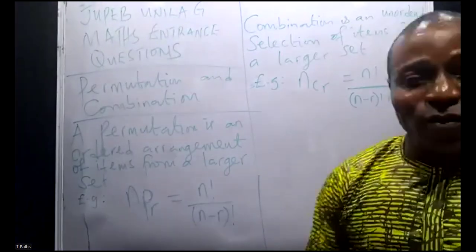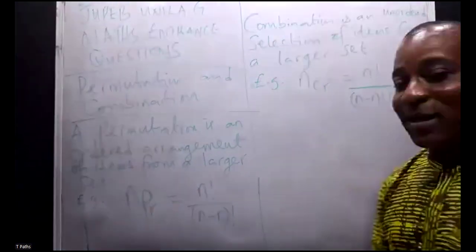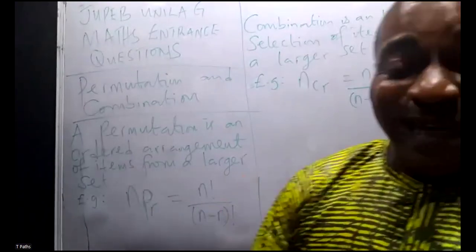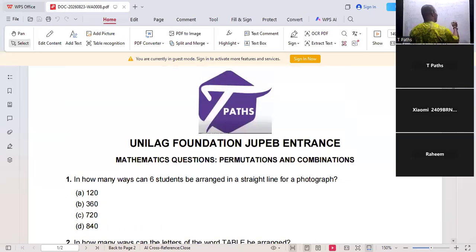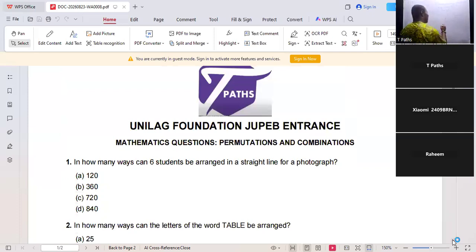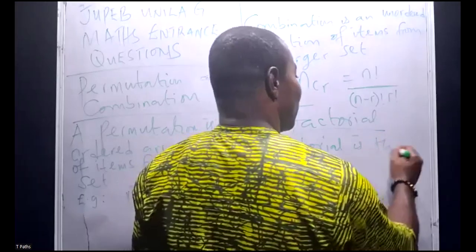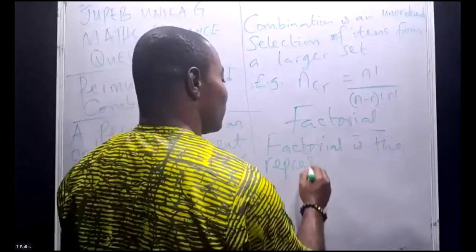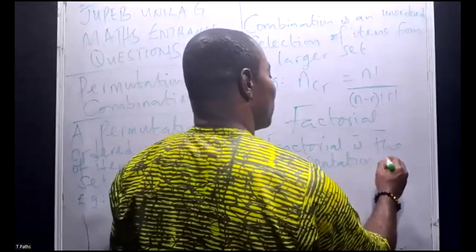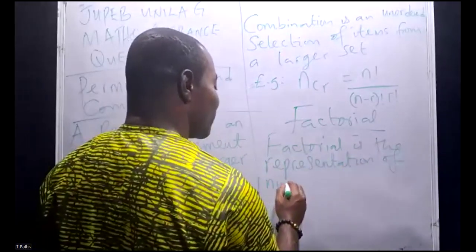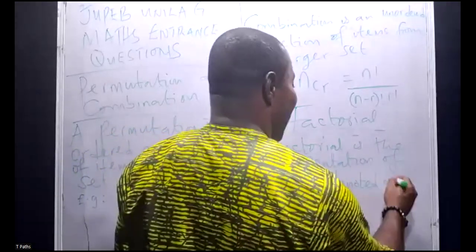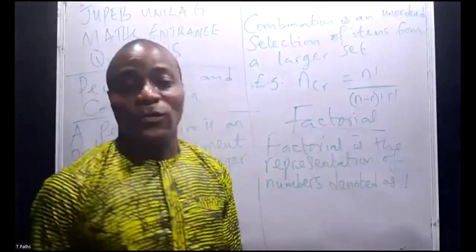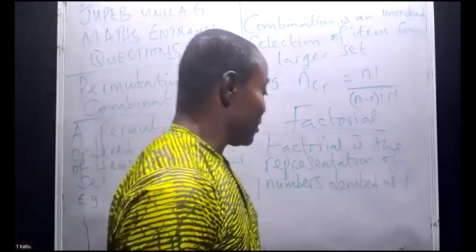But before that, I would like to explain to you what factorial is. Factorial is a representation. Factorial is the representation of numbers denoted as this.